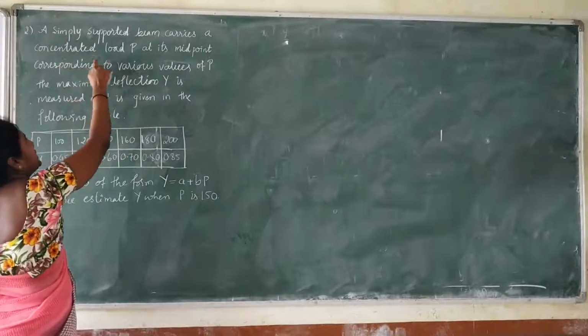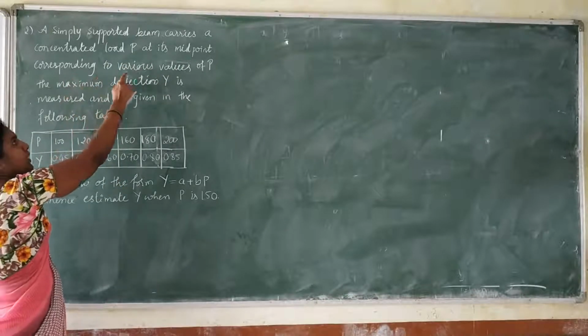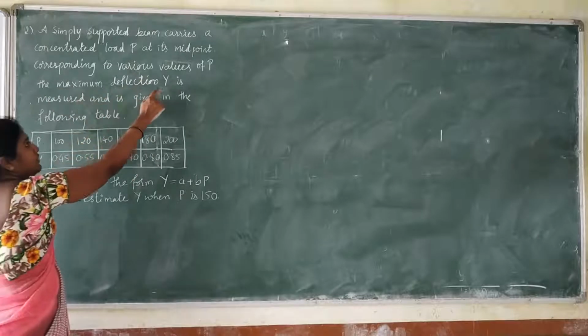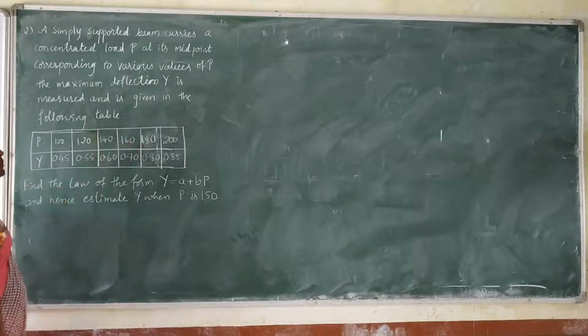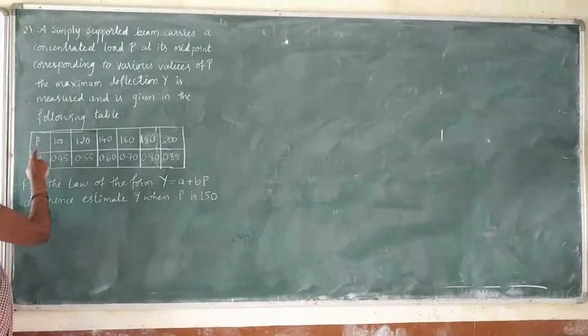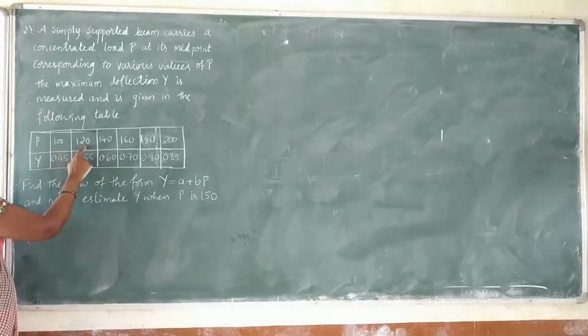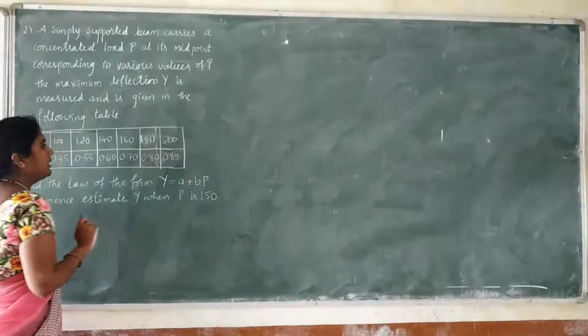...lies a concentrated load P at its midpoint. Corresponding to various values of P, the maximum deflection Y is measured and is given in the following table. Here they have given a table of load and deflection. Loads are given as 100, 120, 140, 160, 180 and 200.